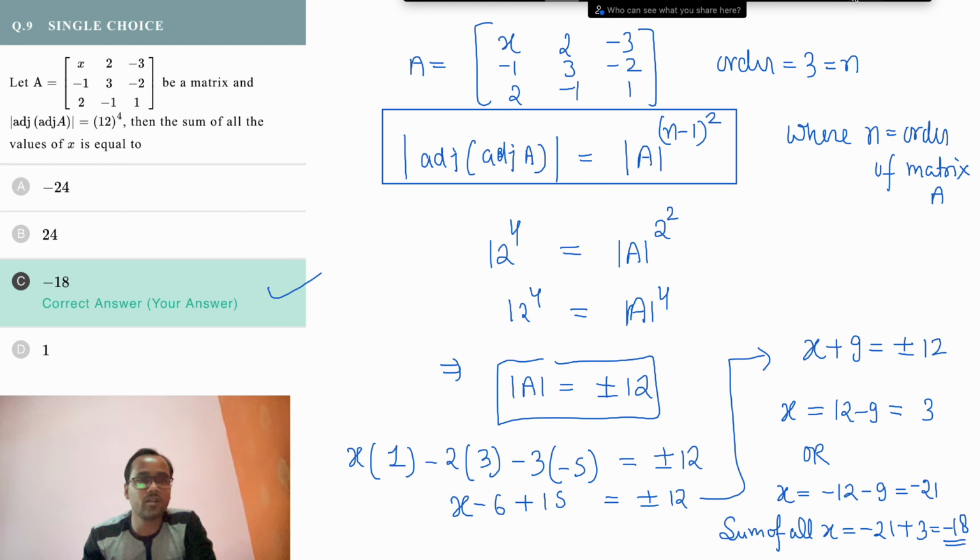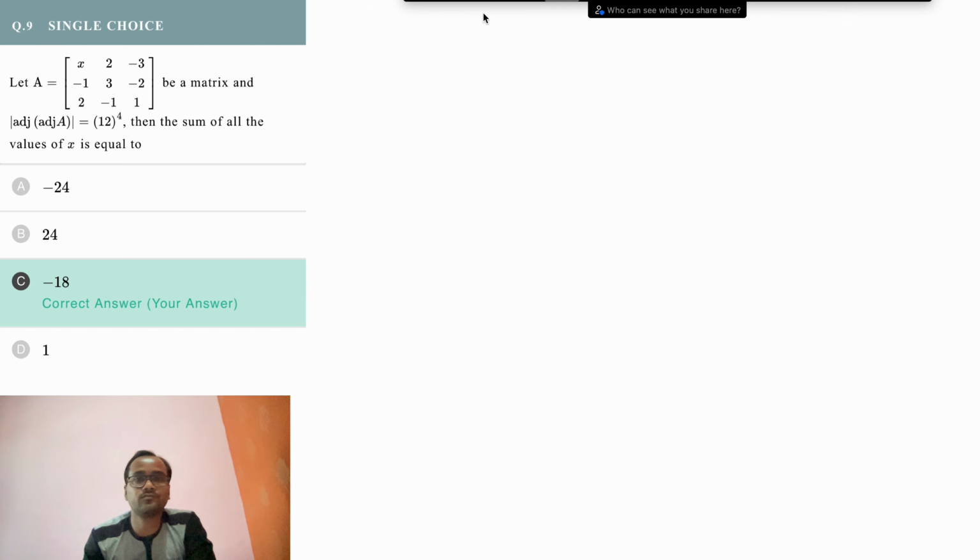I hope this should be clear. Easy question, but you should know the formula. If you know this concept, this formula, the determinant of adjoint A is equal to the determinant of A raised to the power (n minus 1) whole square, then you can solve this question. Let's come to the next question now.